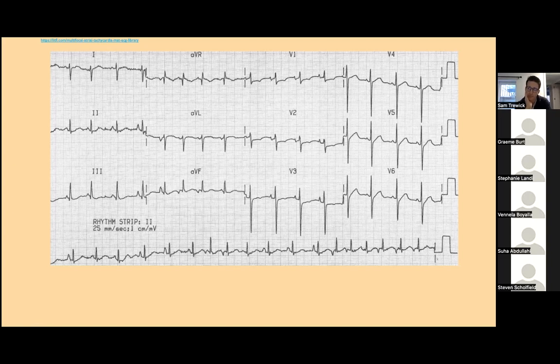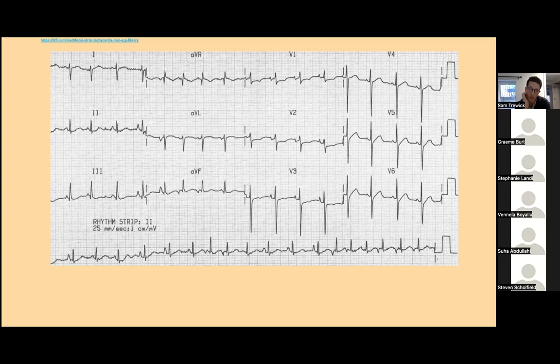Carry on with your description. Okay, so not every P wave is followed by a QRS complex, which means there's some sort of heart block. Yeah, there's some sort of issue with conduction, isn't there? Definitely. And then just looking at the QRS complexes, there seem to be quite large QRS complexes in V3 to V6. So some sort of ventricular hypertrophy.